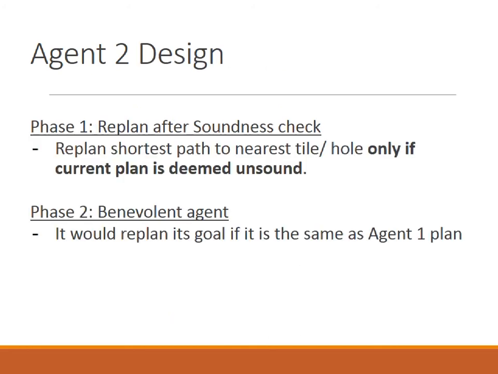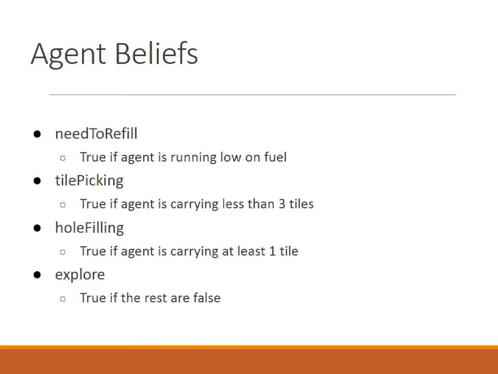Agent 2's design is basically a two-phase design. In the first phase, it replans after its soundness check. After it decides to either pick up a tile or to fill a hole, it will plan its shortest path and decide how sound that path is. And phase 2, we call it the benevolent agent. Basically, it defers to Agent 1. If it has the same goal as Agent 1, it will give up its goal and let Agent 1 execute it. The agents have a set of common beliefs.